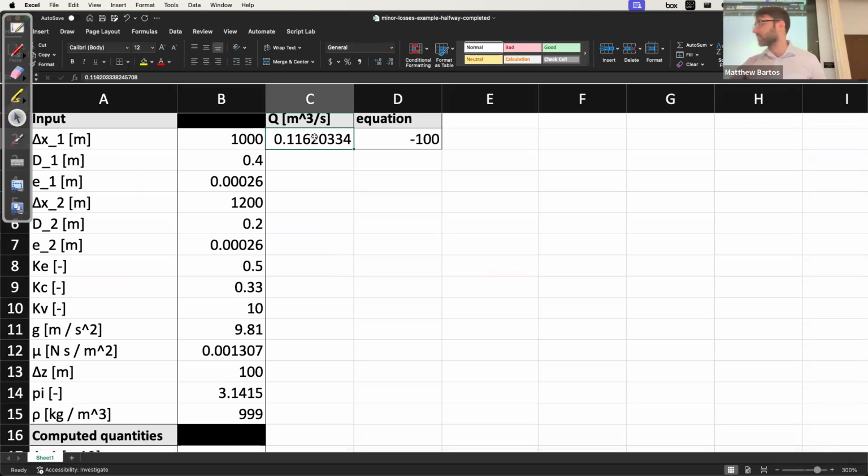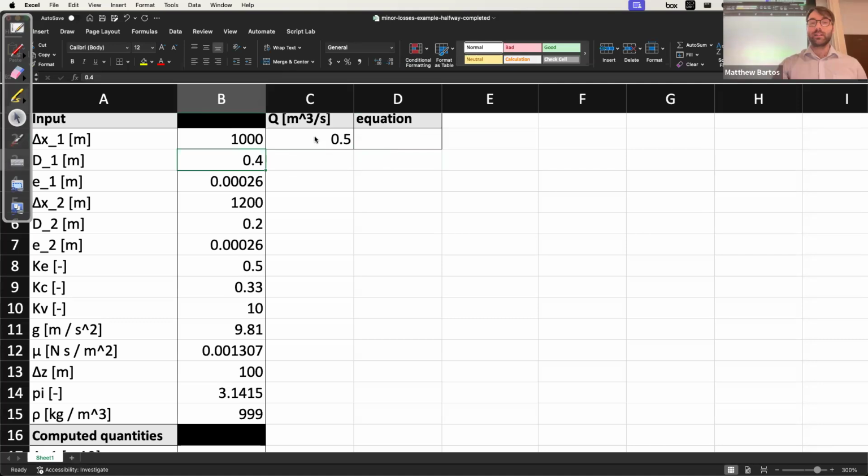What was my initial guess the first time? Do you remember? 0.5? So let me go back and put in 0.5 for my initial guess for Q. I'm going to delete this whole thing. Okay, and I've specified all of the fixed parameters of the system: length in pipe 1, diameter in pipe 1, roughness height in pipe 1, length in pipe 2, diameter of pipe 2, roughness height of pipe 2, and our 3 loss coefficients for the minor losses. Which one of these is uncertain, by the way?